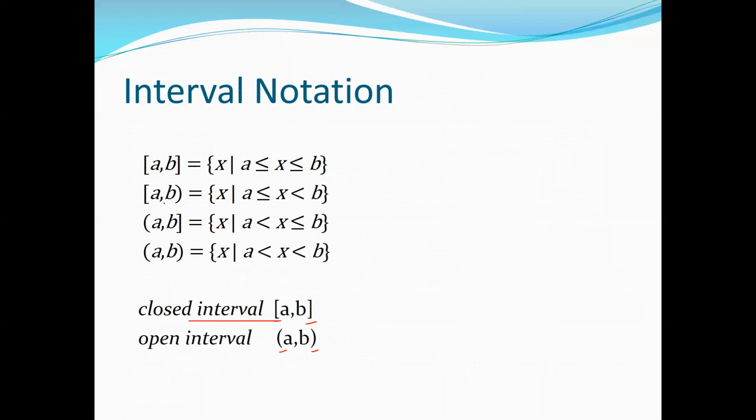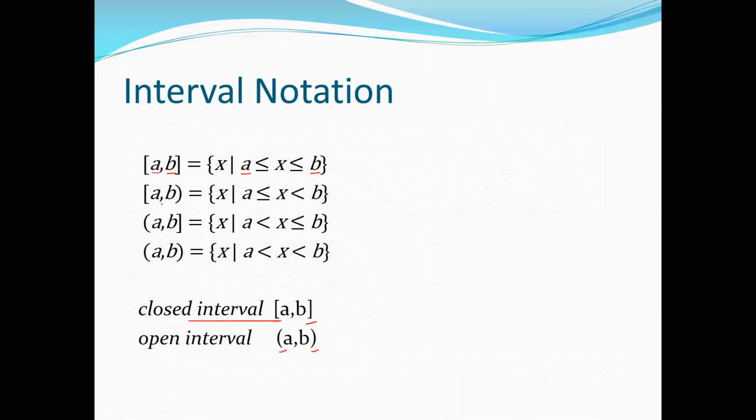If there are square brackets, we say that these are the closed intervals. Means x such that x is greater than or equal to a, including a, and x is less than or equal to b. So a and b both are the members of the set, and x is defined as x is between a and b, right? So let's see one more example.